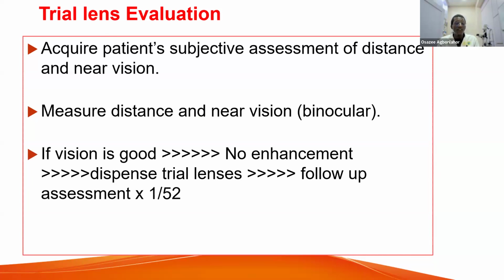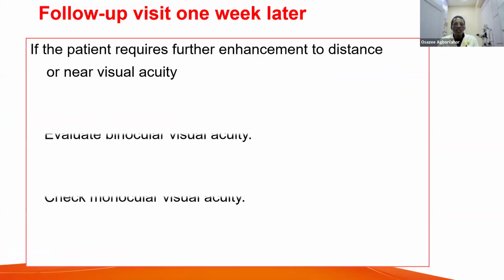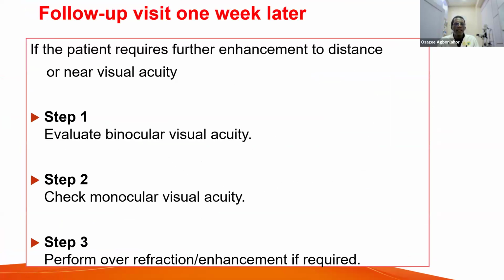Now, if the vision is good, then you don't need to do any form of enhancement. However, if vision either at near or distance is not optimum, didn't meet the patient's expectation, then you have to do some form of enhancement. I will explain that later with examples. So what you do in terms of enhancement, you just add 0.25 or 0.50, 0.25 plus or minus for distance, if distance is the concern, or near, if near is the concern. We'll explain that as we move on.